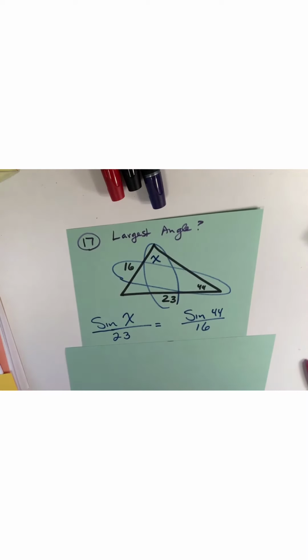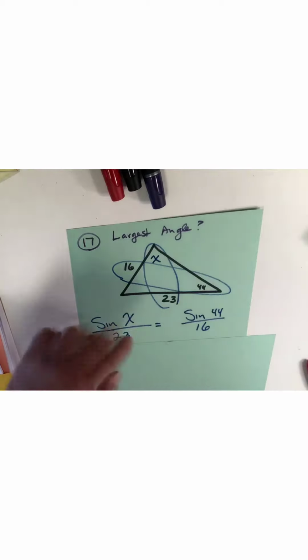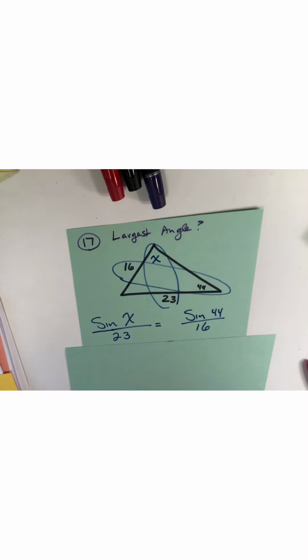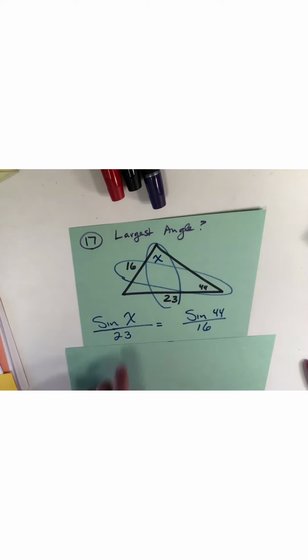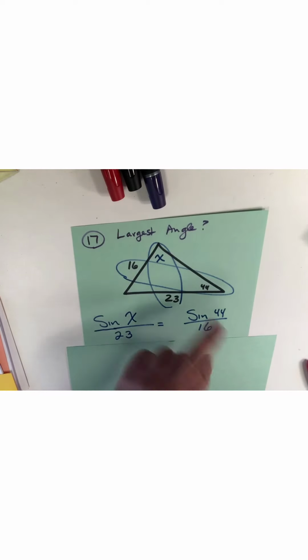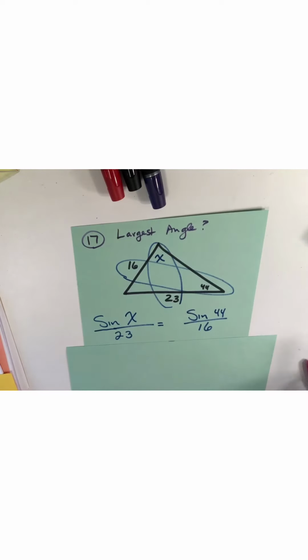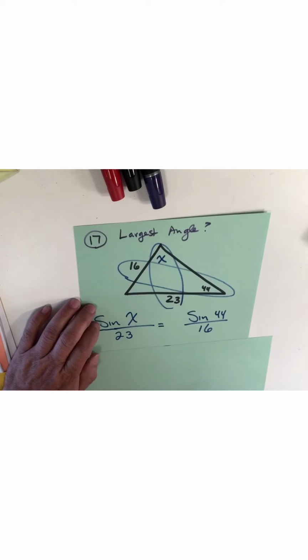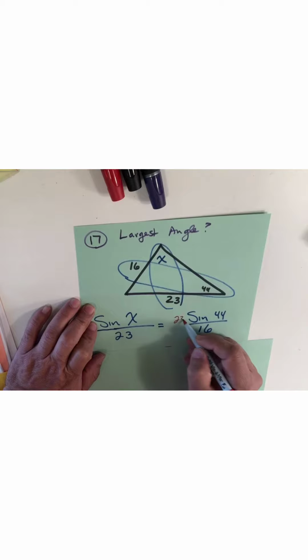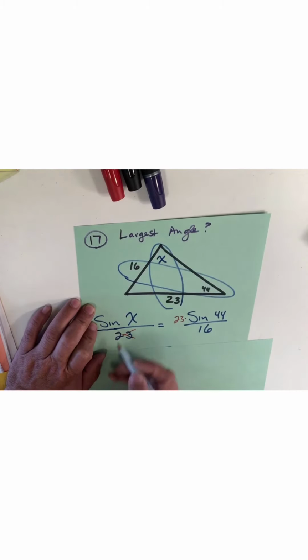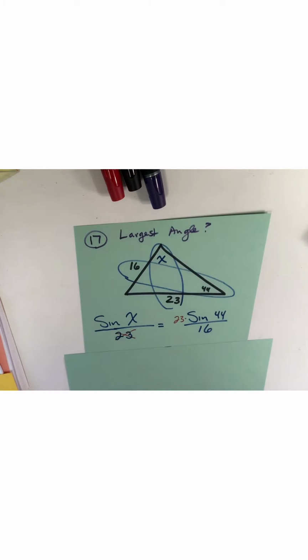Except you're going to notice that this time I flipped it over. I didn't put 23 is to the sine of x as 16 is to the sine of 44. I could have, but because I'm solving for x, this time I flipped it over. I told you earlier it doesn't really matter so long as you have a true proportion. Since I'm solving for x, I'm just going to move the 23 over to the other side and cancel it here, because that's what cross multiplication would give me anyway.